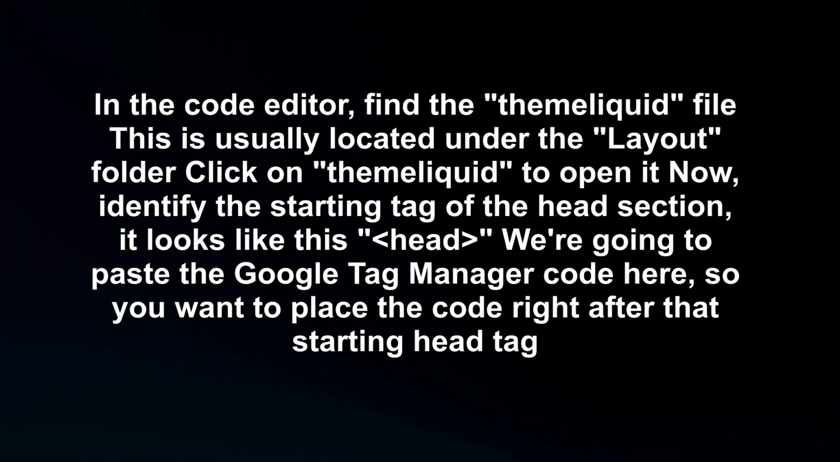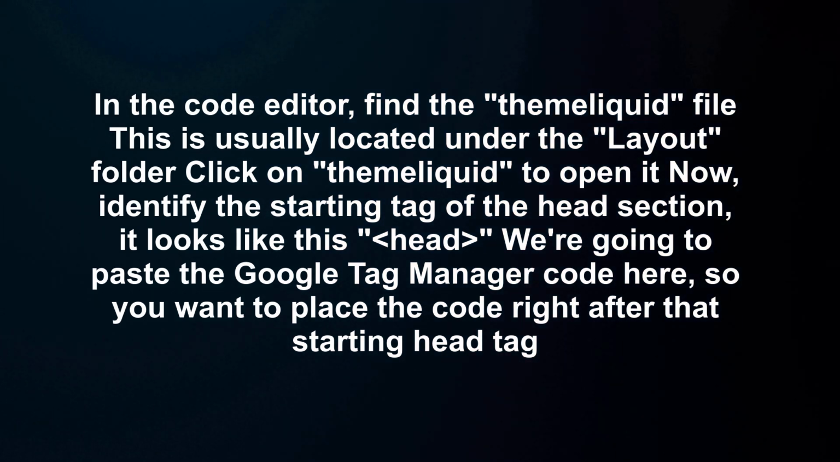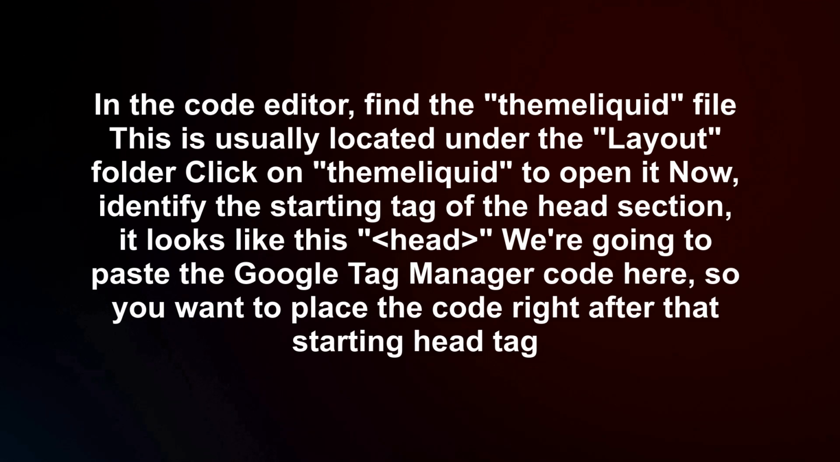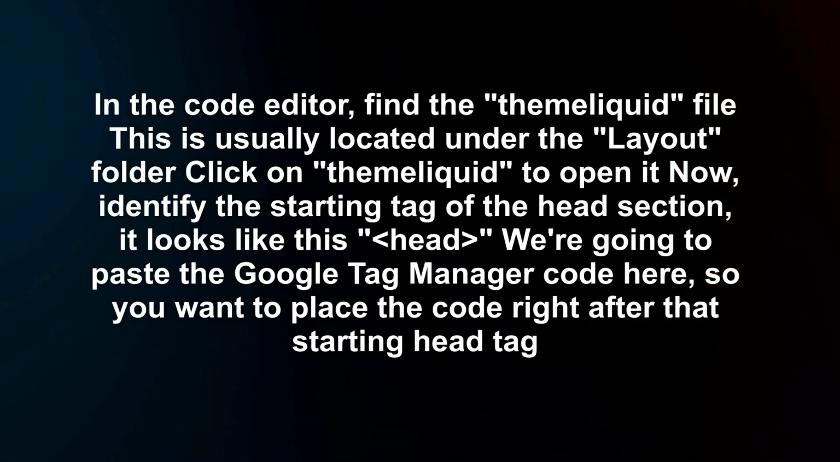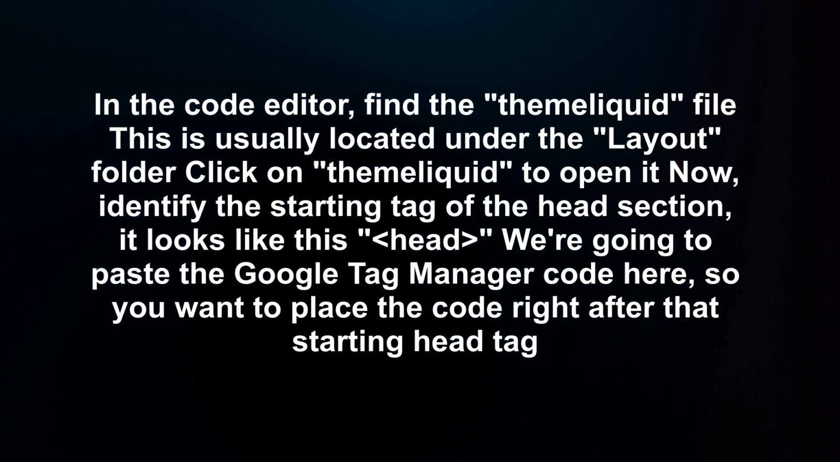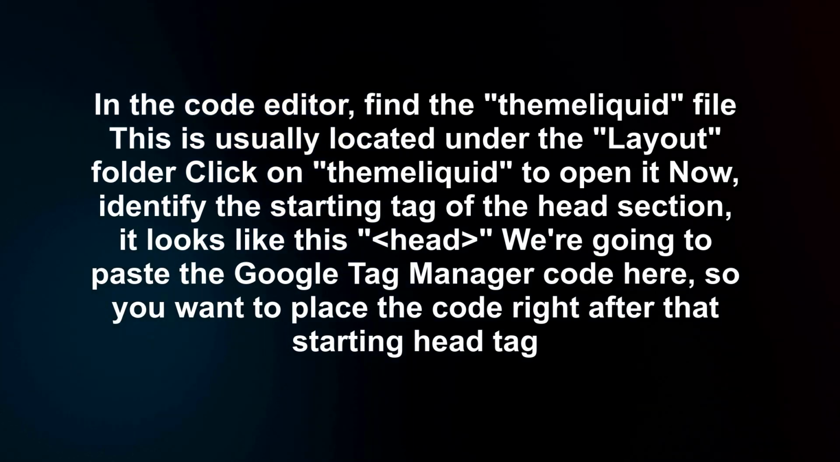In the code editor, find the theme.liquid file. This is usually located under the Layout folder. Click on the theme.liquid to open it now. Identify the starting tag of the head section. It looks like this: <head>. We're going to paste the Google Tag Manager code here. So you want to place the code right after that starting head tag.